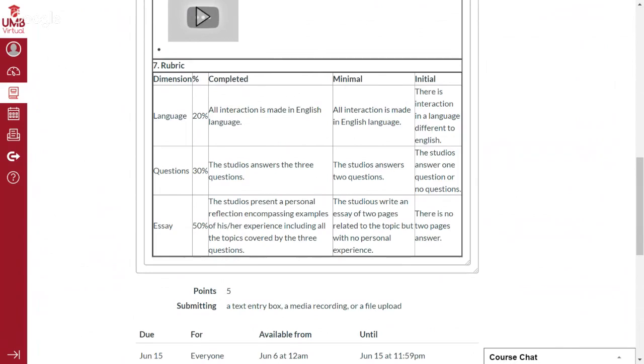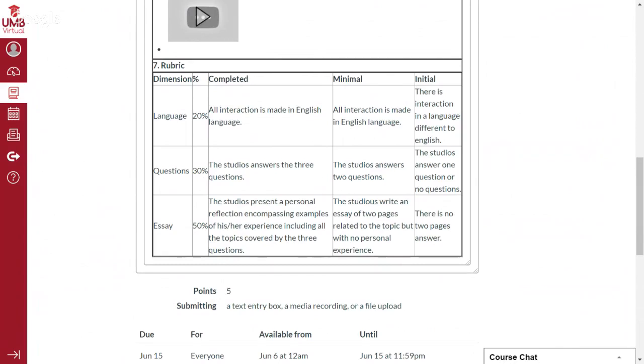If you use a lot of language that is not in English, you will get nothing. If you see the rubric that is on the screen, you will see that the completed and the minimal dimension or stage are the same. So the initial means that you get a zero grade, no credit, no mark. So try to do it in English, and there is the 30% weight of the question.